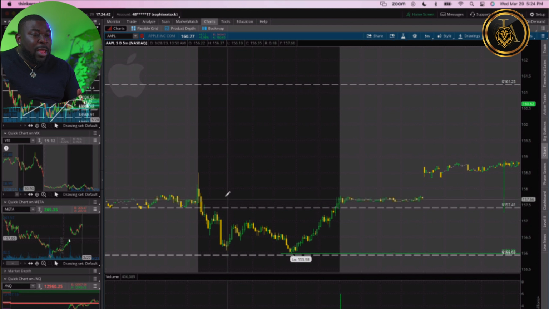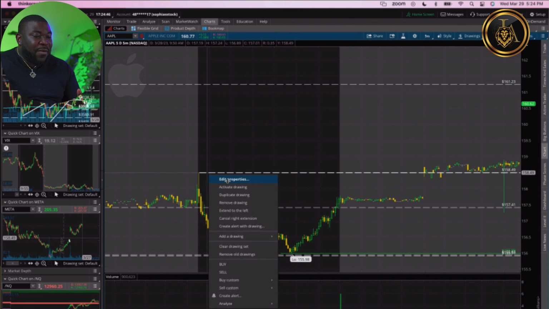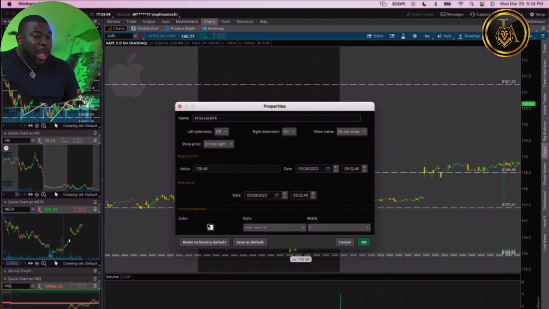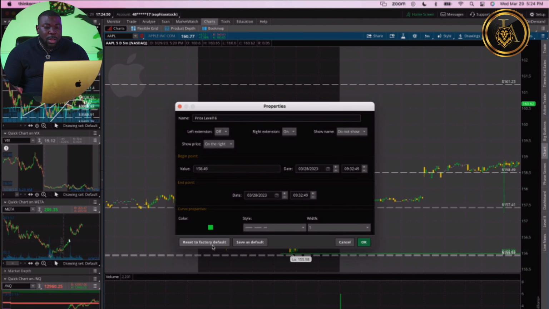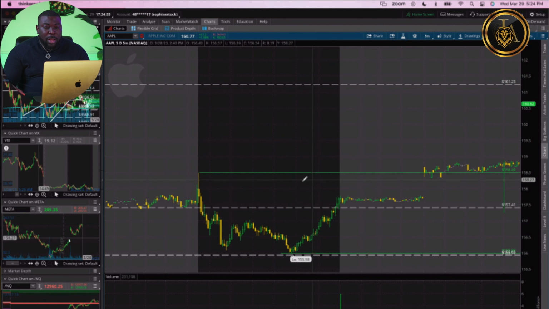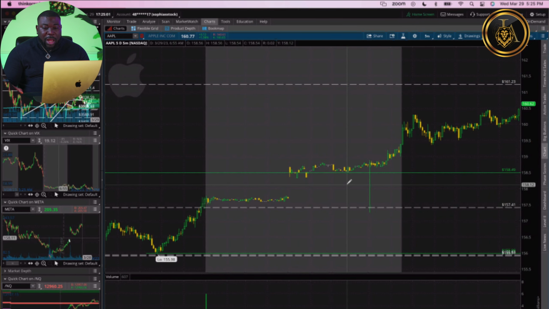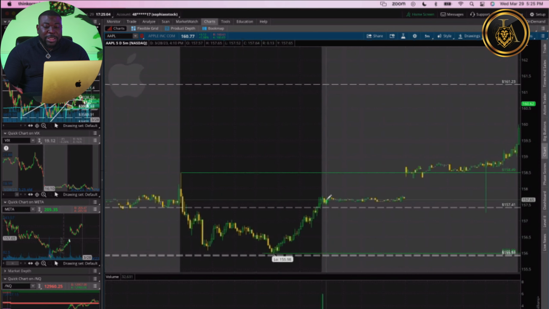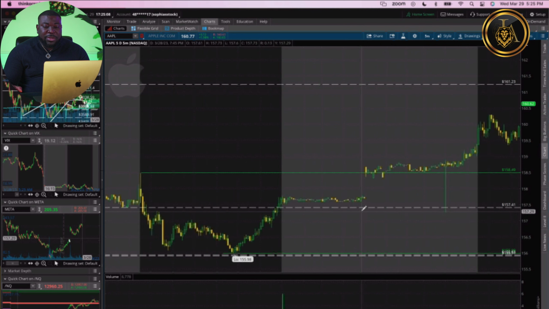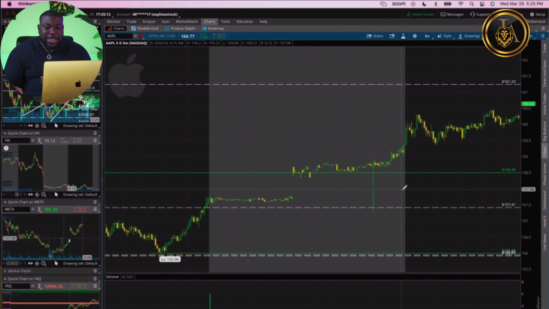See, it's green. High of day is up here. I'm going to do the same thing. Okay, that's the high of day of yesterday, and I'm going to make this green as well, and make it solid. So now I have the low of yesterday and the high of yesterday. And then you also want to do pre-market high and pre-market low. And one thing I want you guys to notice is that the high of yesterday became support pre-market. Just something for you to pay attention to, okay?